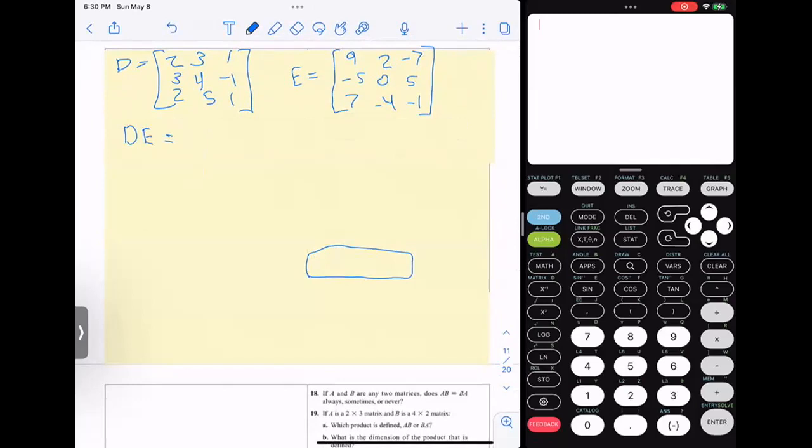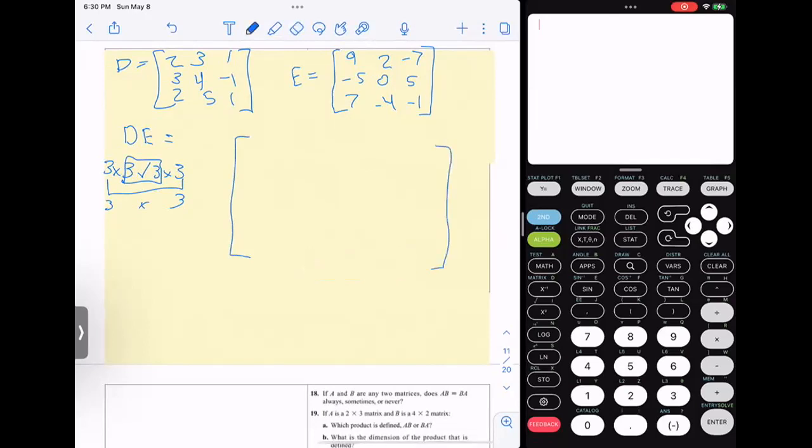So we need to make sure, first of all, we can multiply these. D is a 3 by 3, and E is a 3 by 3. So these middle numbers are the same, which means we can multiply them. Our resulting matrix is going to be a 3 by 3. So let's write out a 3 by 3. I'm going to make it kind of big, so we're going to have to write out a lot of numbers.